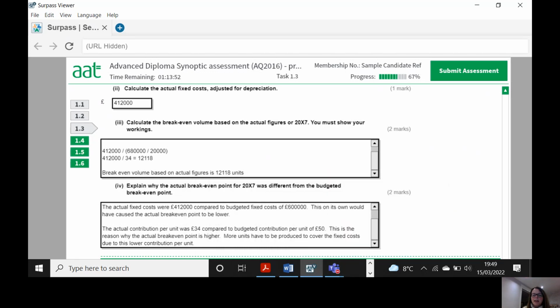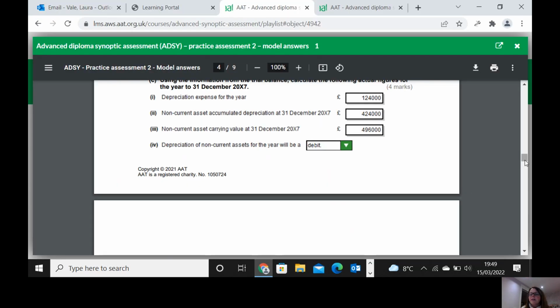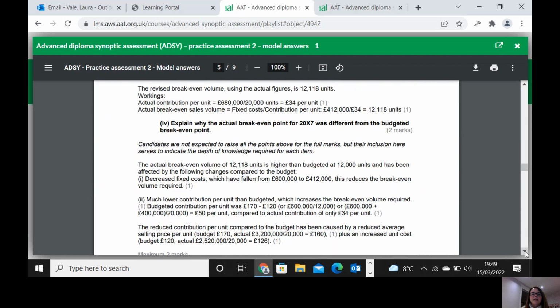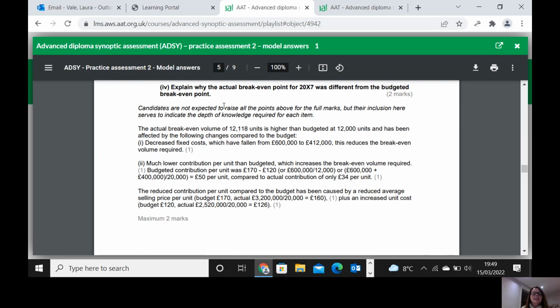We can double check their answer to that one. Let's just have a quick look. So this is their answer. So you can see it even says candidates are not expected to raise all the points above for full marks. And it shows you where the marks are, in fact. So they've stated the point like I did, but there was no marks for that. Decreased fixed costs, which have fallen from 600 to 412, reduces the break-even volume required. So we said that, so we would have got 1 mark there.